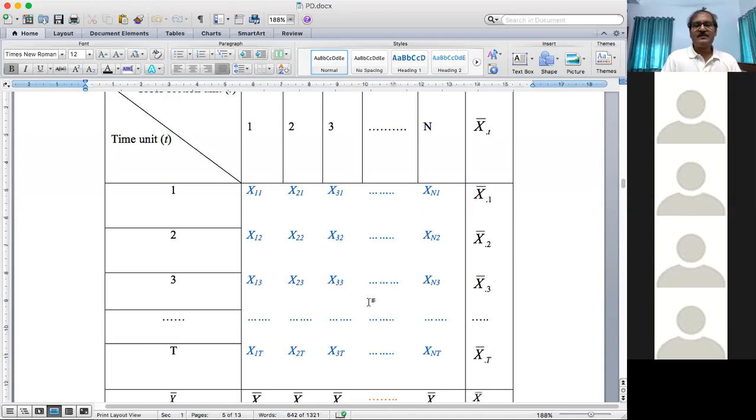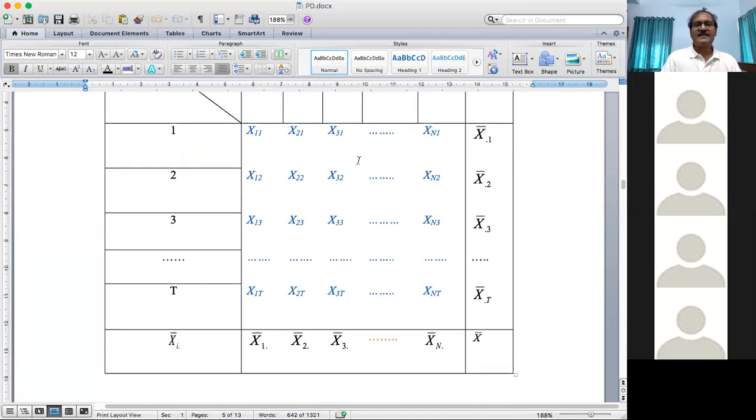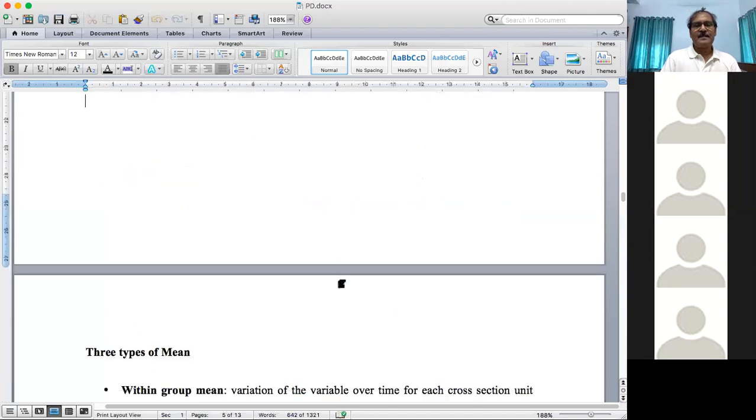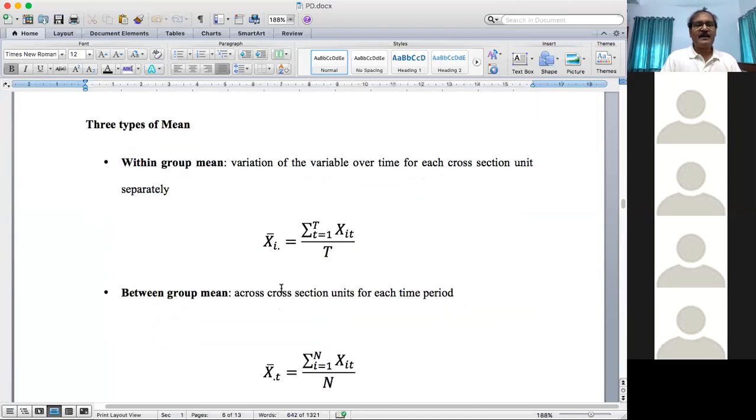And based on this data matrix, you have to keep in mind this data matrix is only for a single variable X. Similarly, you can construct this kind of data matrix for other variables X1, X2, X3, etc. So in all cases, the basic structure of panel data for a particular variable looks like this. And on the basis of that, we have mentioned in the last class, we can construct three types of mean value. One relating to the within group mean. Within group mean value indicates the average value of a particular variable for a particular cross-section unit over time.